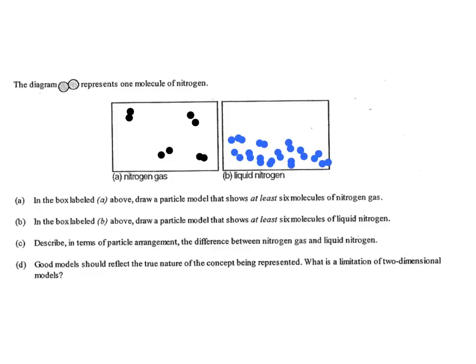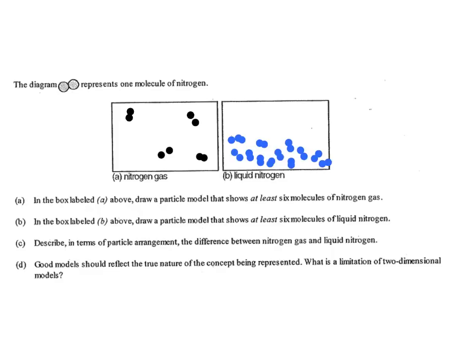It asks, describe in terms of particle arrangement the difference between nitrogen gas and liquid nitrogen. In nitrogen gas, the particles are in constant random motion and they are very far apart, whereas in a liquid state, the particles are extremely close together and they can slide past one another.